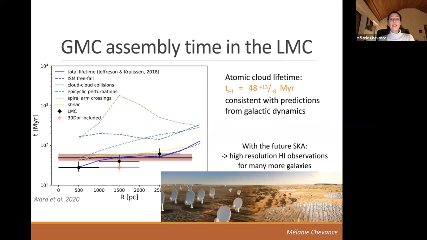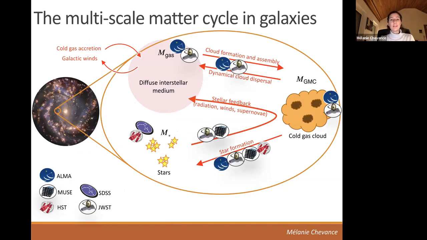So with the future SKA, we'll be able to get high resolution H1 observations and do the same experiment for many more galaxies, and maybe be able to determine which of these mechanisms is the main responsible for how fast atomic gas is converted into molecular gas. So, okay, putting all of these observations together, we'll finally be able to really map this entire cycle and determine what the mass flows are that are going through each of these red arrows here.